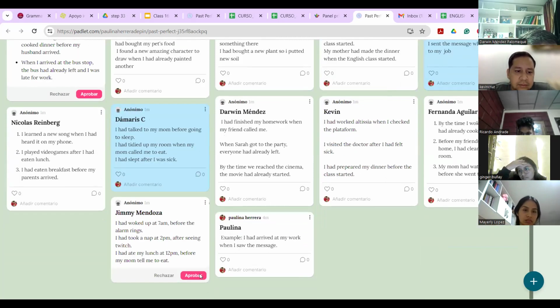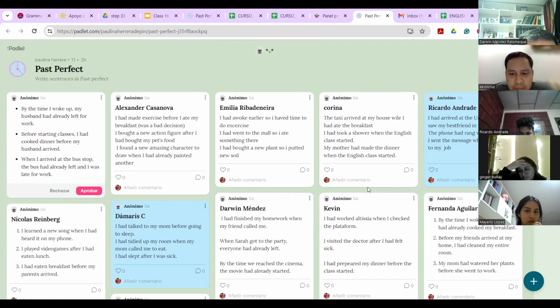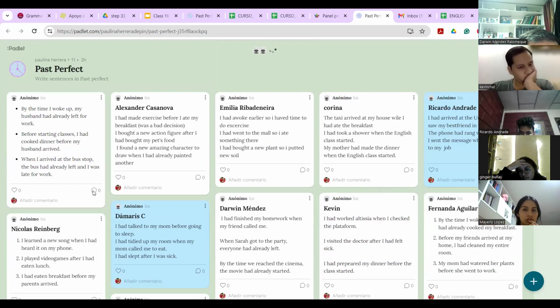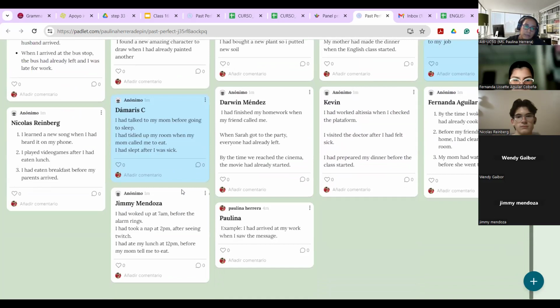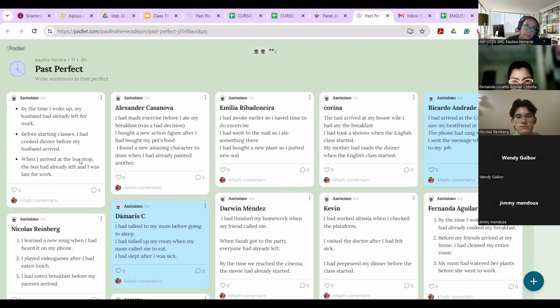Remember, always the one that is in past perfect is the one that happened first. It doesn't matter the order in the sentence. It doesn't matter if I put this first and then the other one, but the action that happens first, that's the one that goes in past perfect. Okay. You're being too fast for me to read.